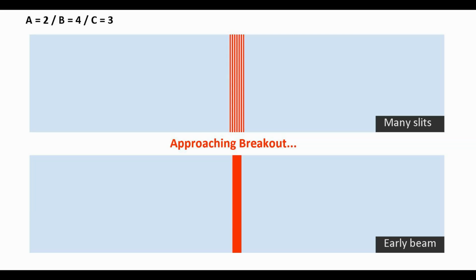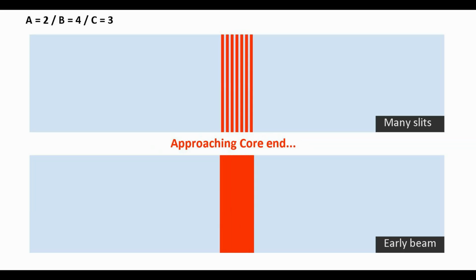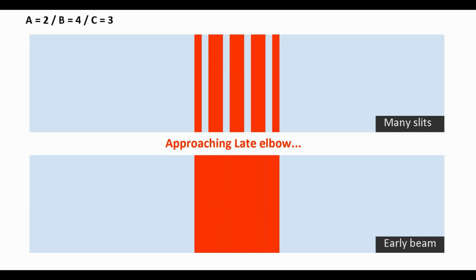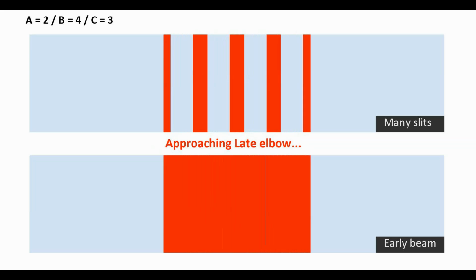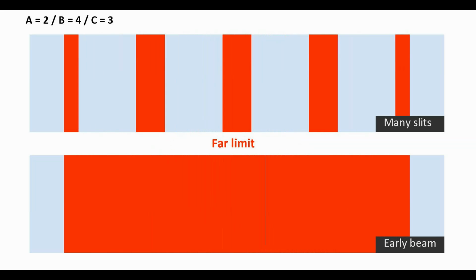For a while, the beam doesn't correspond to any feature, but at breakout, the early beam reappears. This time, it's the array, not the stripe, of the screen pattern. In Fourier optical terms, it's multiplied by the comb function, and this continues all the way to the far limit.